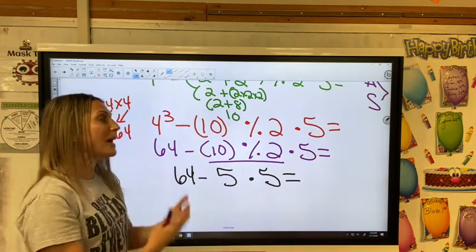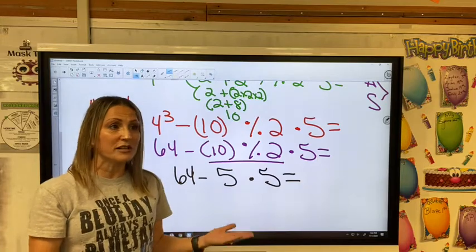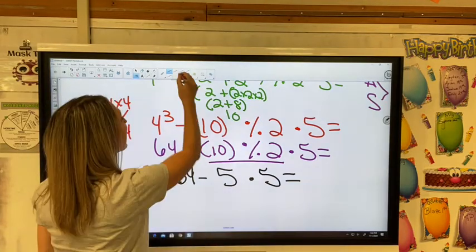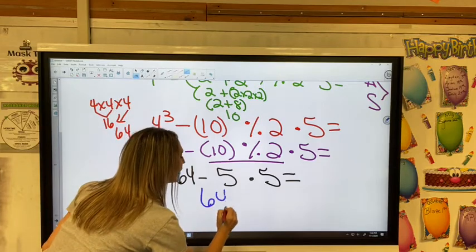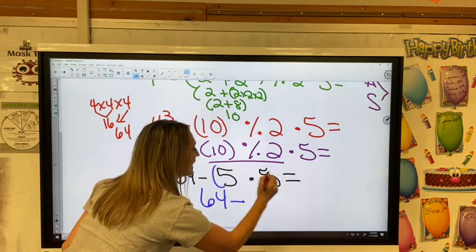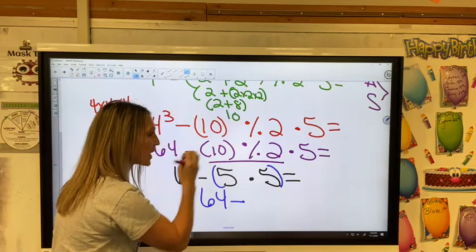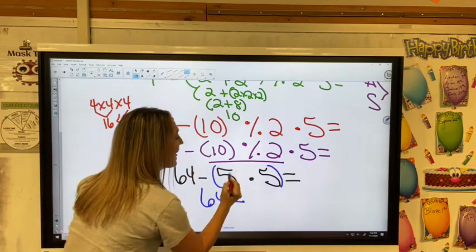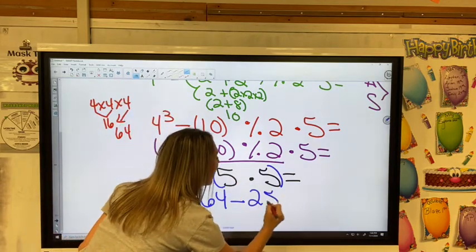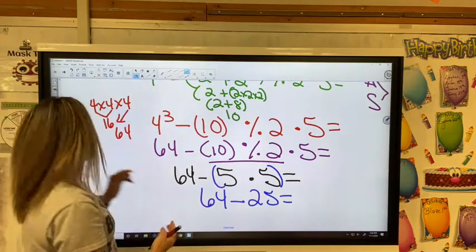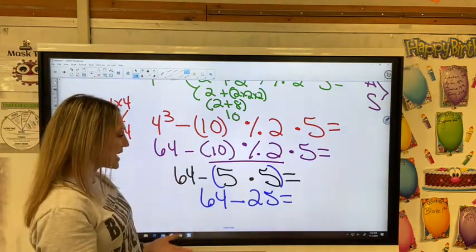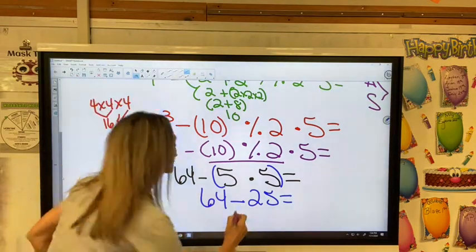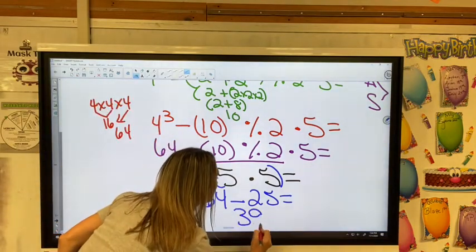And then I'm going to go back and say, is there any more multiplication and division? And of course, I now see that I have 5 times 5. So I'm going to do it. And it's 5 times 5. And I can even put it in parentheses if I want to make sure I do it correctly. And 5 times 5 is 25. And then lastly, I ask myself, do I have any addition or subtraction? And of course I do. I have 64 minus 25, which is 39.